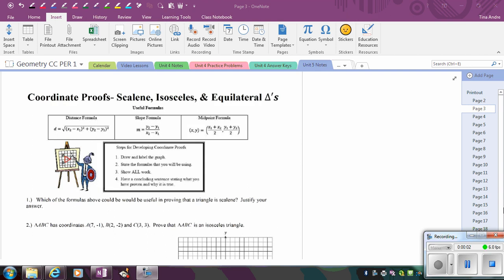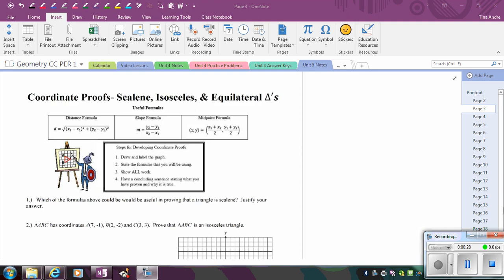In this lesson, we're going to look at how to prove scalene, isosceles, and equilateral triangles using coordinate geometry. Some formulas that you have to know are the distance formula, slope formula, and midpoint formula. Most commonly for these, we're going to be using the distance formula because it's going to tell us the length of a segment.